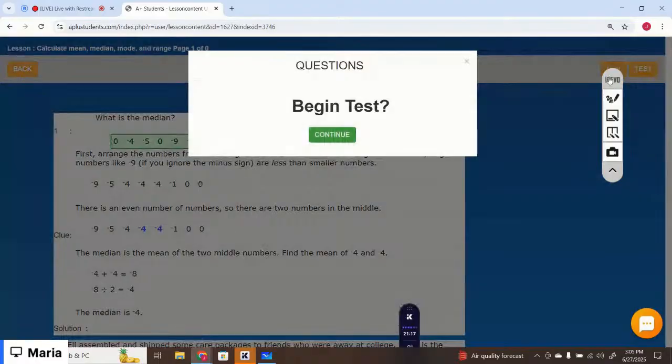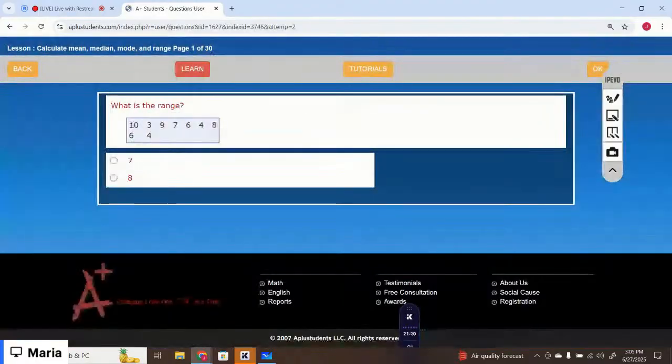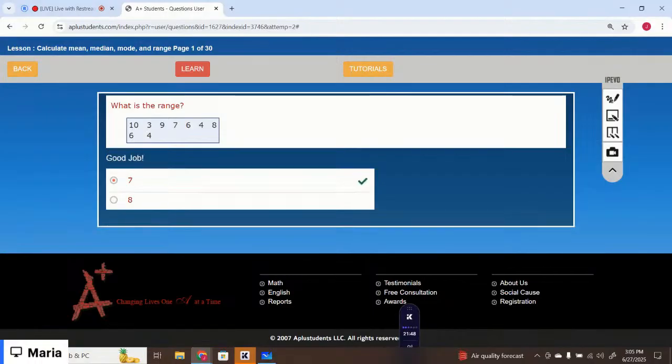Let's just start with the test questions. What is the range? Range is the difference between the greatest and the smallest number of the data. The greatest number in the data is 10, and the smallest number in the data is 3. So the range is 10 minus 3 equals 7. Option number 1 is the correct option. That is 7.